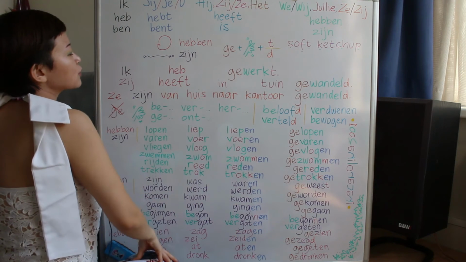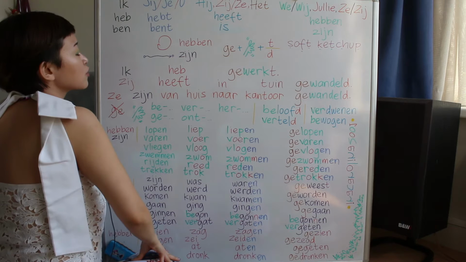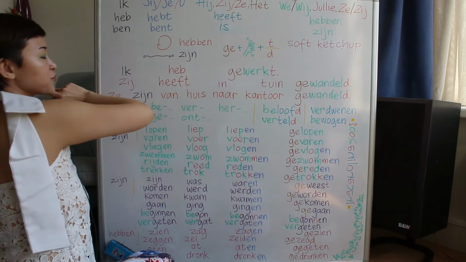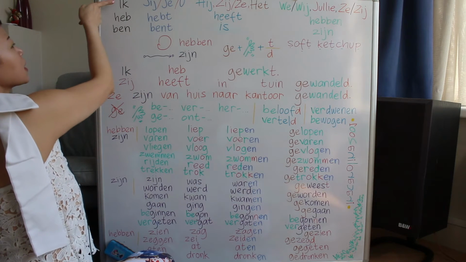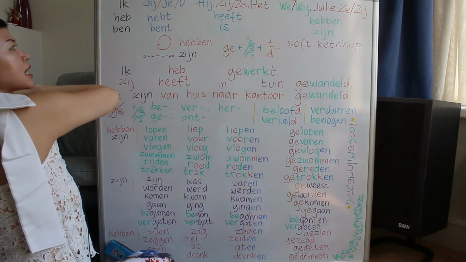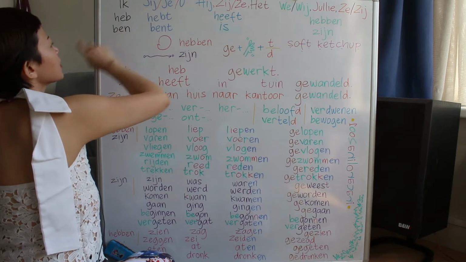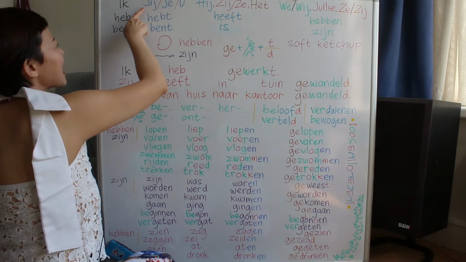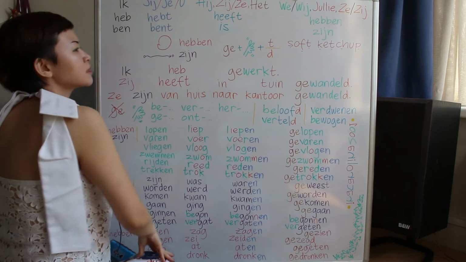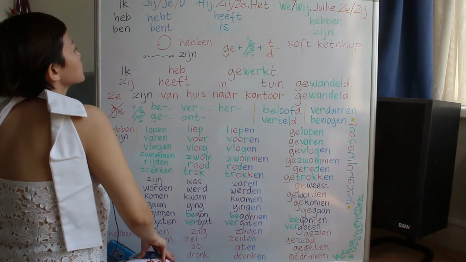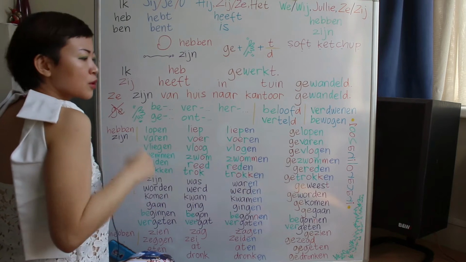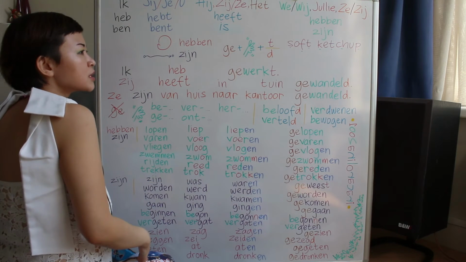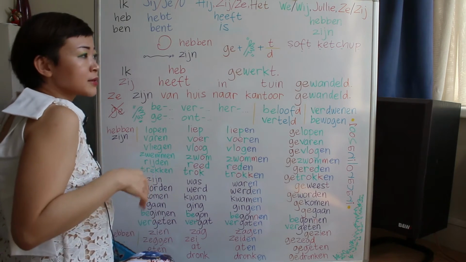We will read about this one more time, even though we already learned about it in the previous videos. Ik, I. Jij, je, you. U, also you, for someone you respect, like Mr.